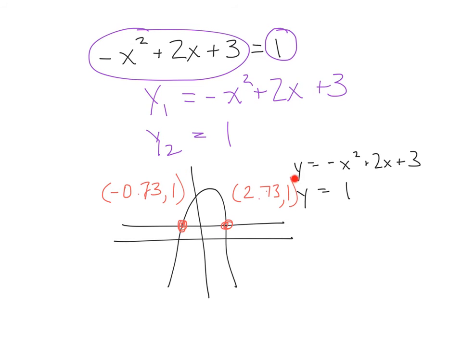The 1's in the y coordinate we already knew about. That was the y that we originally were talking about. So it's these x values that we're interested in. The two x values give us the solutions to the equation. x is equal to negative 0.73 and x is equal to positive 2.73.